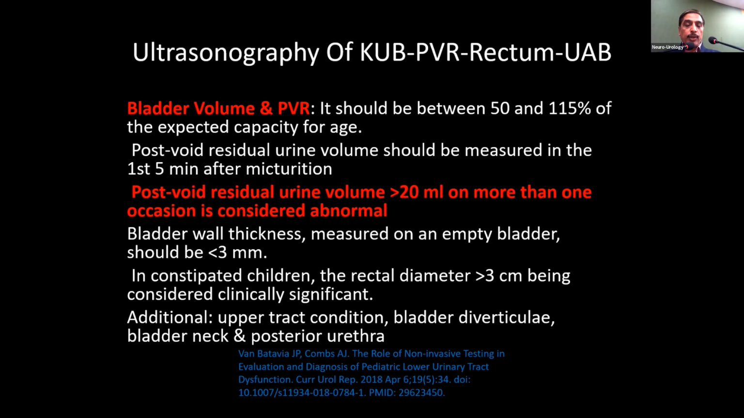Bladder wall thickness can also be measured very well with sonography, and in an empty bladder it should be less than 3 millimeter. In constipated children, a rectal diameter of more than 3 centimeter is considered clinically significant. In addition to this, in sonography we can look at upper tract conditions, whether the upper tract is dilated, hydronephrosis, bladder diverticulum, bladder neck elevation, as well as some idea about the posterior urethra.